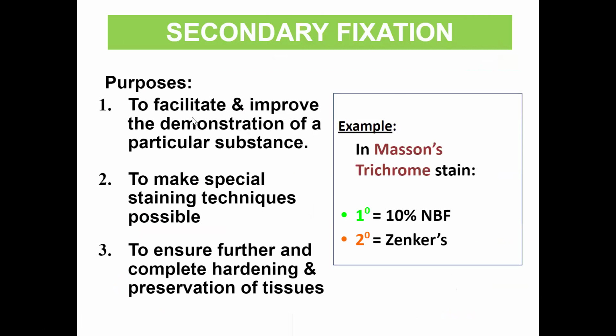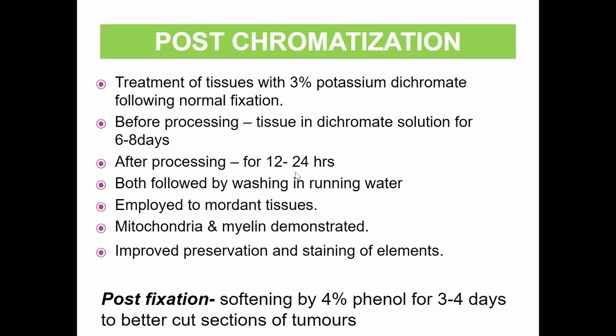Secondary fixation, the purpose is to facilitate and improve the demonstration of a particular substance. It also makes special staining techniques possible and ensures further and complete hardening and preservation of tissues. For example, in Masson's trichrome, the primary fixative is your 10% neutral buffered formalin, and the secondary fixative is your Zenker's solution.